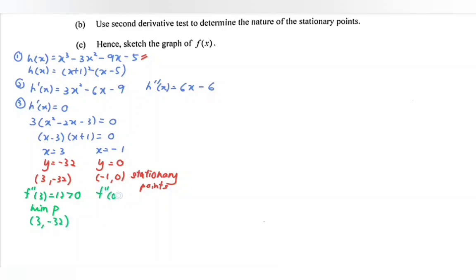F double prime, if we substitute negative 1, then we will have the situation negative 12 less than 0. So a maximum point where we have negative 1, 0.